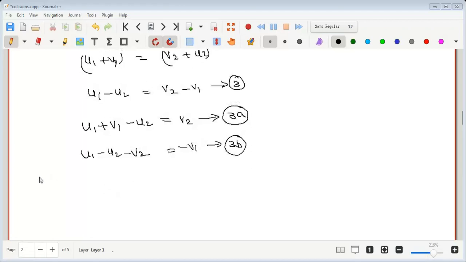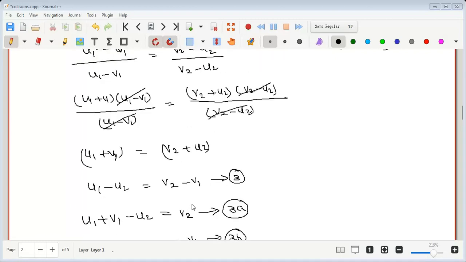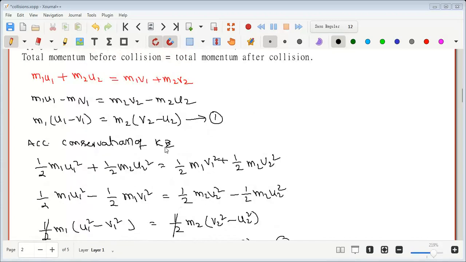So to find the final velocity v1, put equation 3a in equation 1. Where is equation 1? This is equation 1. We have to replace this v2 with equation number 3a.